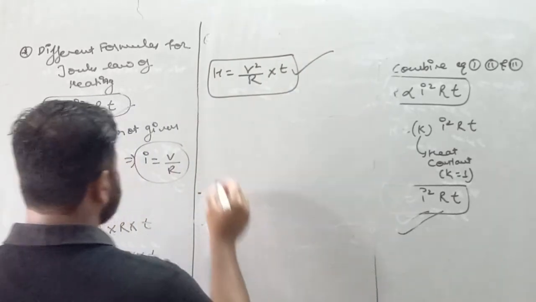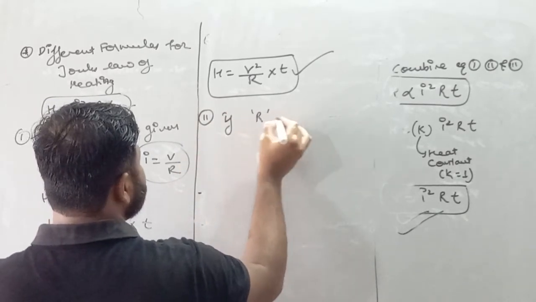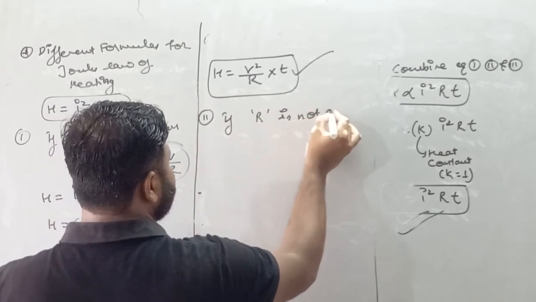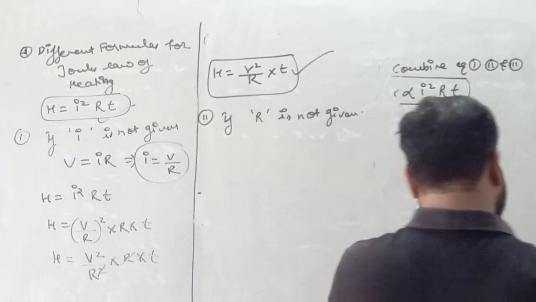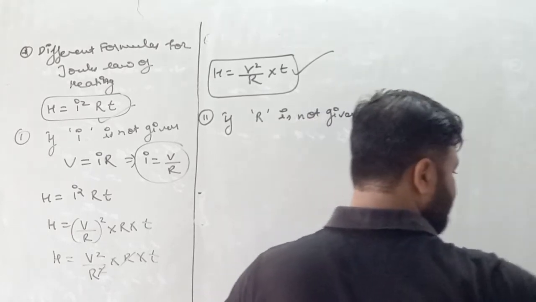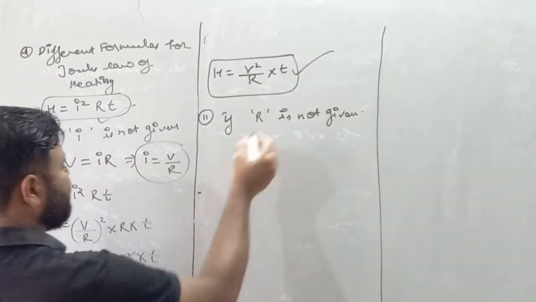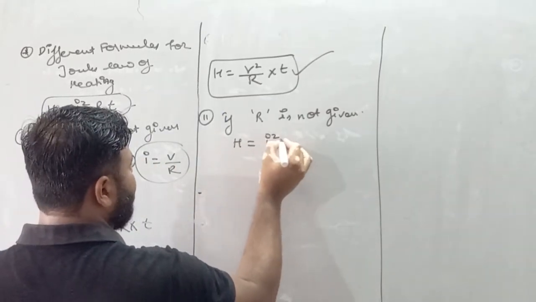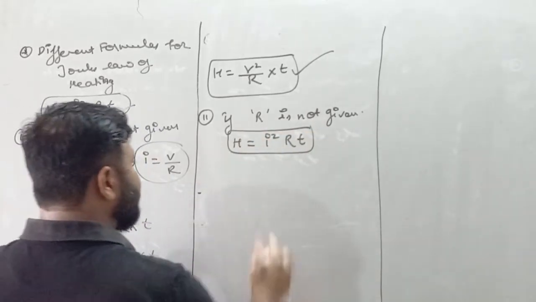Moving forward, my dear students, we are now discussing the second case. Let's suppose the resistance of the resistor is not given. Then what do we have to do? We know that the basic formula of heat dissipated by a resistor is I square RT. Now R is not given.